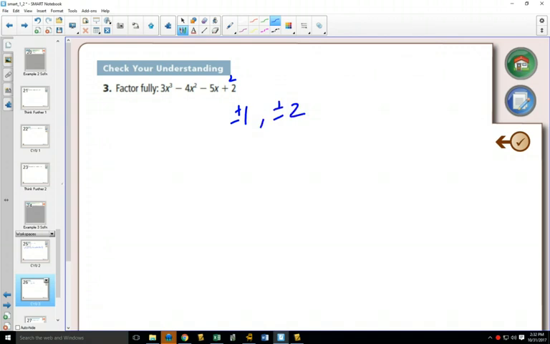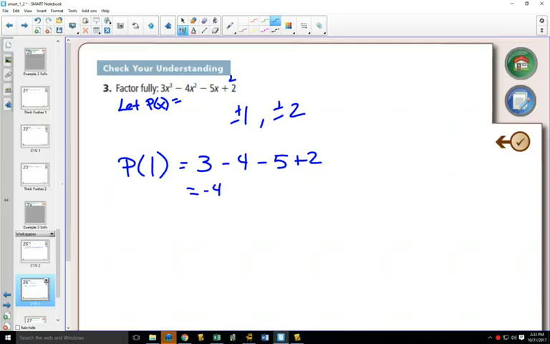Now with the 1s, you might want to use your remainder theorem. I'm going to let p of x equal this whole thing, so I don't have to write the whole thing over and over again. And it also allows me to use some function notation by saying, what's p of 1? And maybe you get lucky on your very first try and you get a remainder of 0. So if I plug in 1, I'm going to get 3 minus 4 minus 5 plus 2, which is equal to minus 4. That tells us that x minus 1 is not a factor.